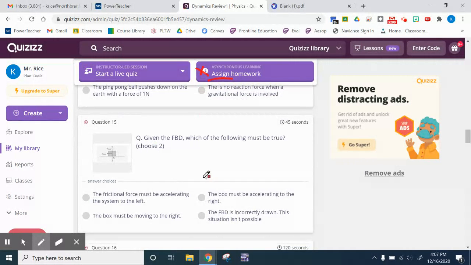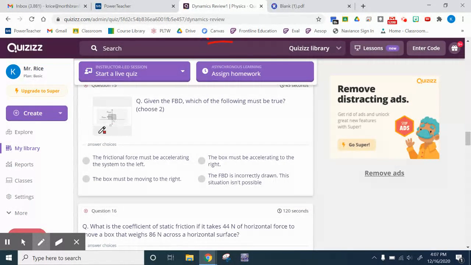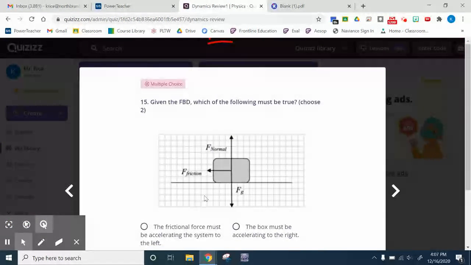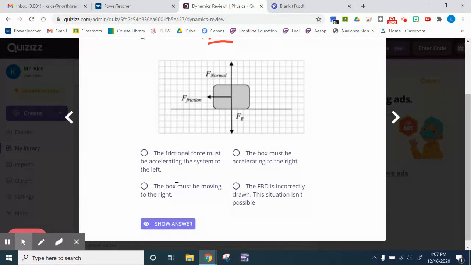Given the free body diagram, which of the following must be true? Let me blow that up. Normal force up, gravity down, friction to the left. So our options: the box must be accelerating to the right. It wouldn't be accelerating to the right because there's no net force to the right to cause it to accelerate to the right. This is definitely possible, so this guy isn't right.